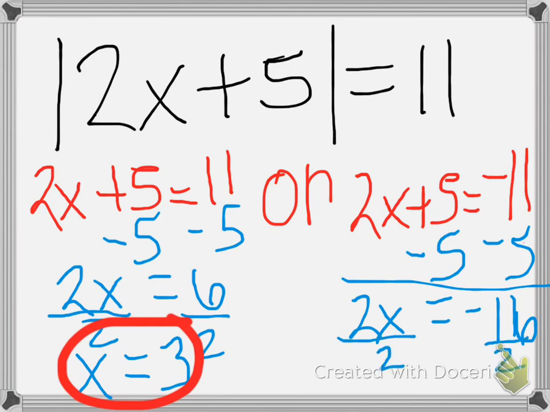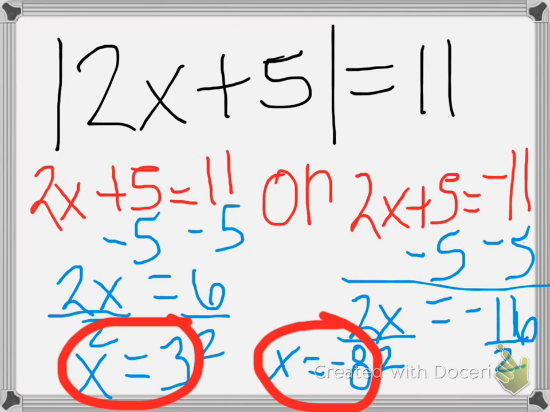We want to get x alone, so we're simply going to now divide both sides by 2. And I'm running out of room, but here we can see that x could be negative 8. So my two solutions to what x could be are x equals negative 3 or x equals negative 8.